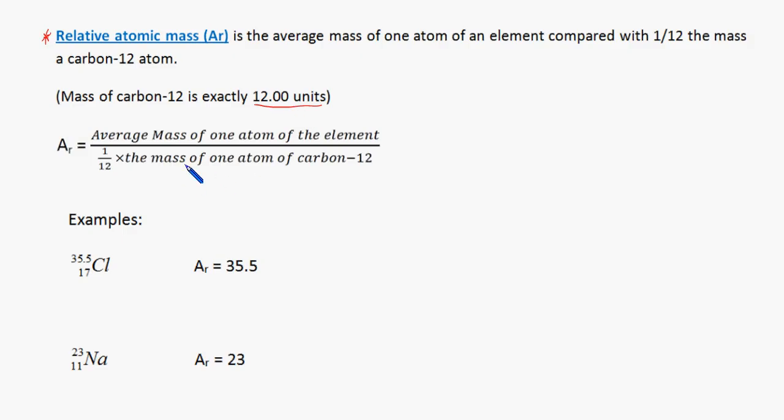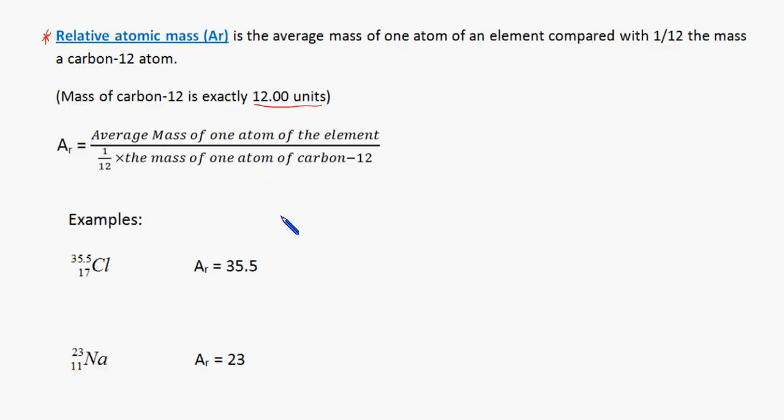And if we were to write this mathematically, we can say that relative atomic mass, which is capital A subscript small r, is equal to the average mass of one atom of an element divided by 1/12 the mass of one atom of carbon-12, which we said is exactly equal to 12.00 units.